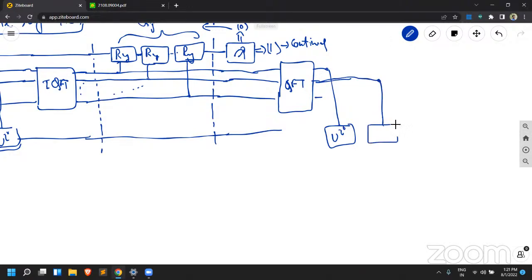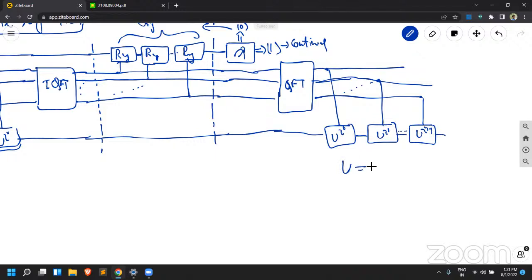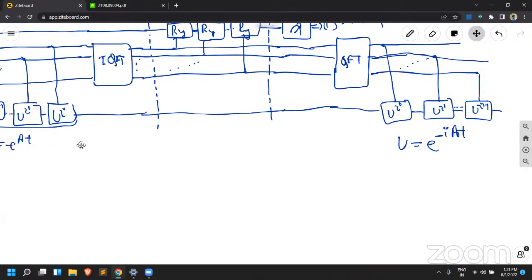U to the power 2 to the power 1 and u to the power 2 to the power n minus 1. So I'll just draw the dotted lines over here. In this case, u is equal to minus iota t, right? So it's just the reverse of what we have taken over here, which is e to the power iota t, since you are performing the inverse of everything.